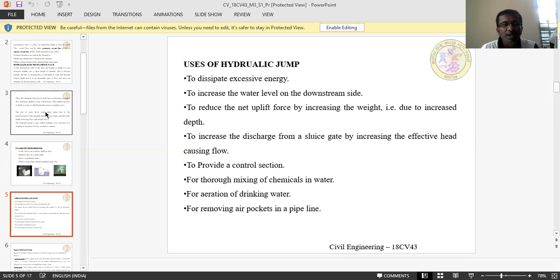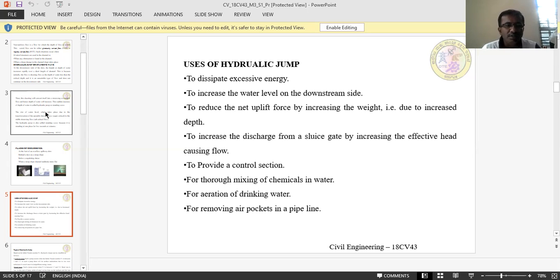To reduce the net uplift force by increasing the weight, that is due to increased depth. If you want to increase the depth, then also you use a hydraulic jump. To increase the discharge from a sluice gate by increasing the effective head causing flow, just below the crest gate, a hydraulic jump is used, because usually crest gates are introduced to increase the storage capacity of the reservoir or dam. To provide a control section, if you want to control the sections at any place, then also a hydraulic jump may occur.